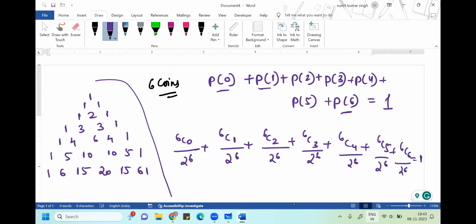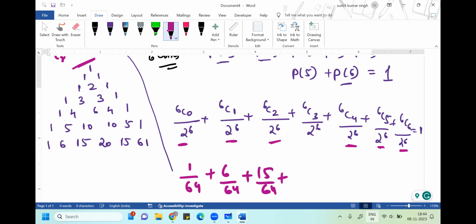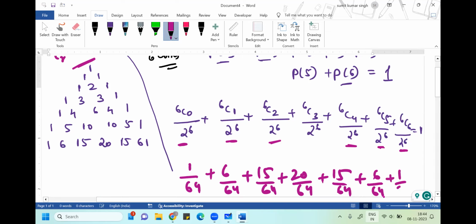And if you just correlate this, you know, right? NCR is equal to NC(N minus R). You have studied in permutation combination. This and this will be same. This and this will be same. This and this will be same. So if you actually apply this, this would be 1 by 64. This would be 6 by 64. This would be 15 by 64. This will be 20 by 64. This will be again 15 by 64. This will be 6 by 64. This would be 1 by 64. The sum total would be 1.